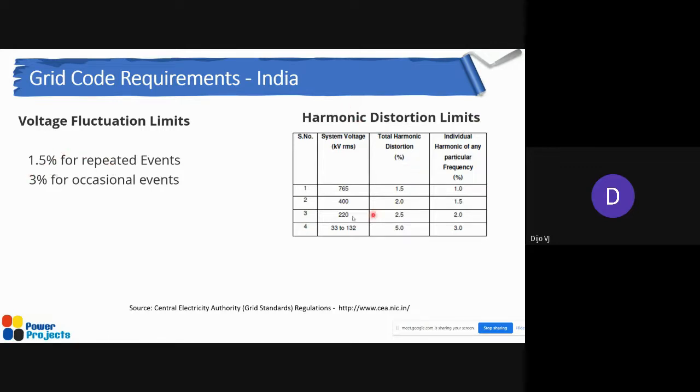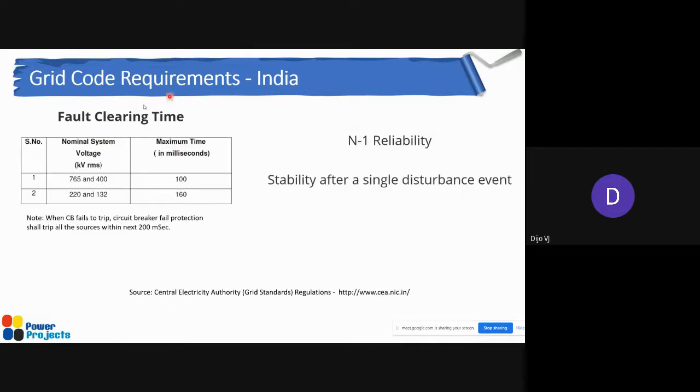Harmonic distortion limit: you can see here, when it comes to the 765 kV grid, 1.5% total THD. The individual harmonic distortion should be limited to 1%. And for 400 kV slightly more, 2% and 1.5%. And 220 kV, 2.5% and 2%, and 33 kV to 132 kV, 5% and 3% for the individual harmonics.